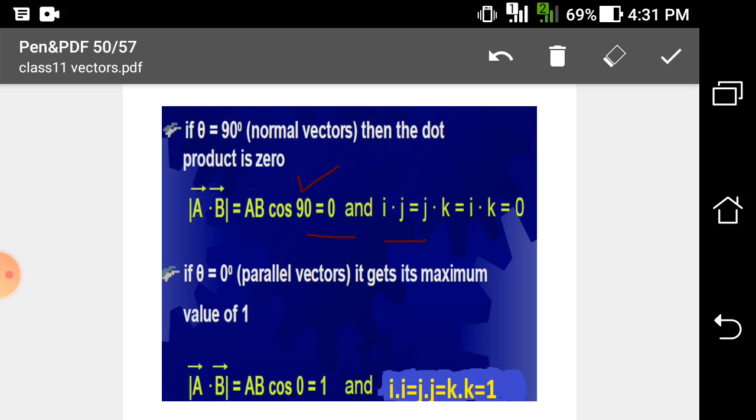Next, if theta between the two vectors is 0 degrees, then cos 0 is equal to 1. So A dot B is equal to AB cos 0, that is 1 times the magnitude of A times the magnitude of B. Now I dot I is 1, J dot J is 1, K dot K is 1. Why is it 1? Because the angle between I and I will be 0 degrees, so cos 0 is 1. So I dot I, J dot J and K dot K are also 1.